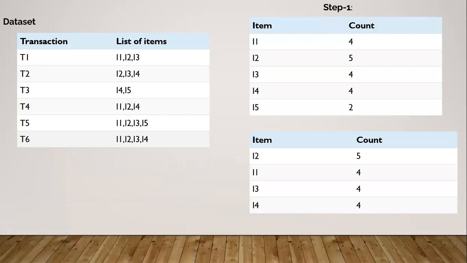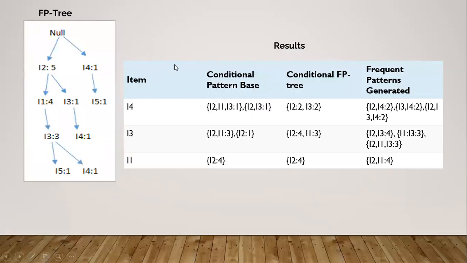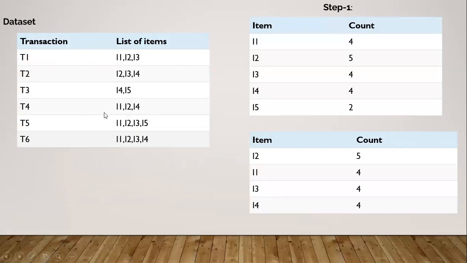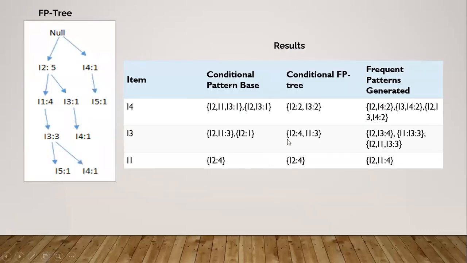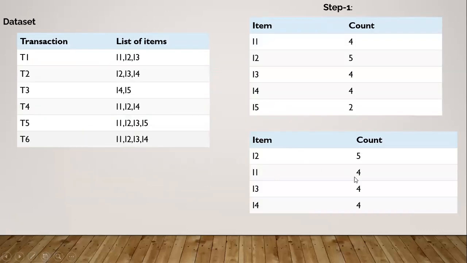And this is a simple example. I don't want to explain in detail. I'll just explain briefly because Shweta is going to explain the example. We have a dataset with the transaction IDs and a list of items. The first step is to count the number of items in the database. And in this table, we have the decreasing order count.